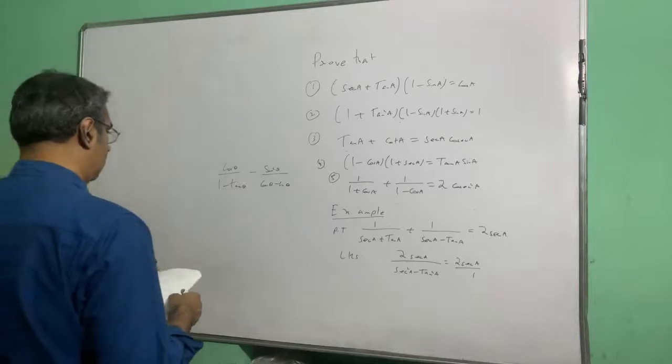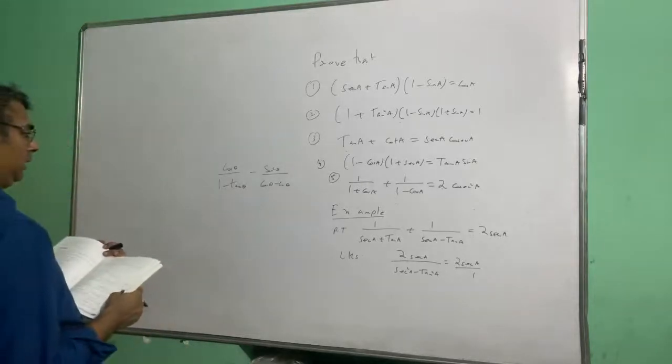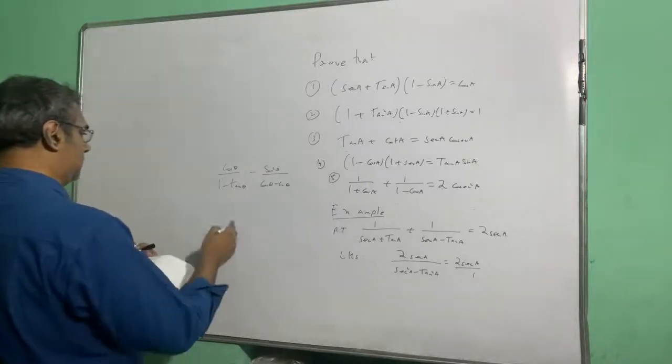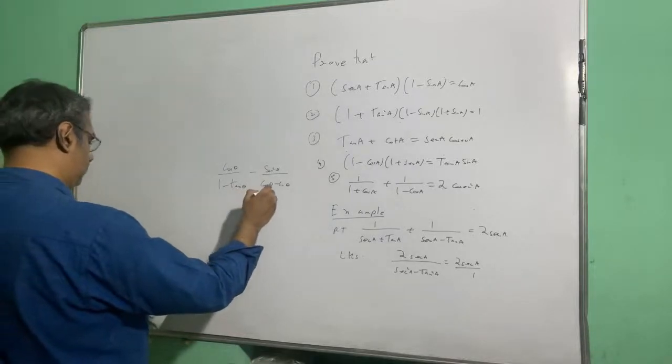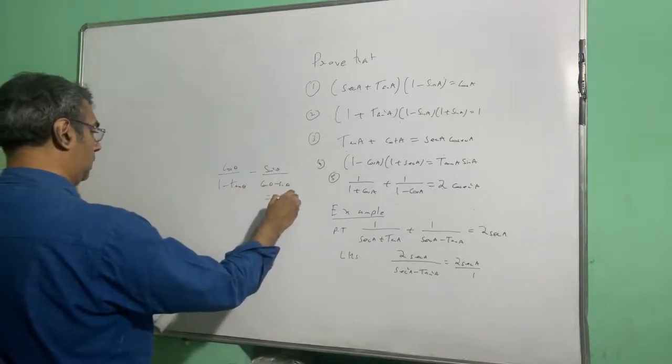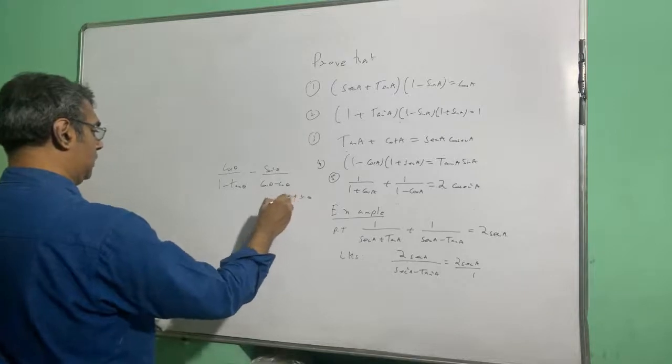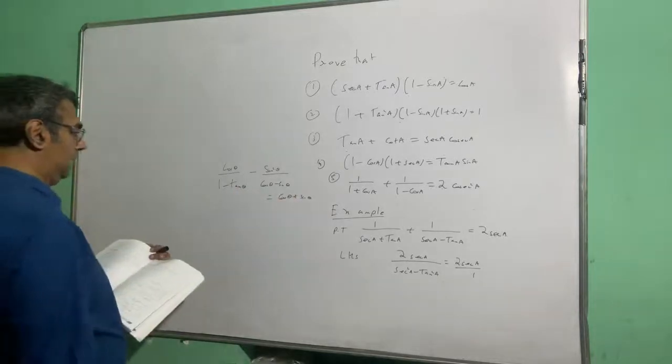I'll just show you one example of that also. So this is the question: cos theta by 1 minus tan theta minus sin square theta by cos theta minus sin theta. You have to prove that this is equal to cos theta plus sin theta.